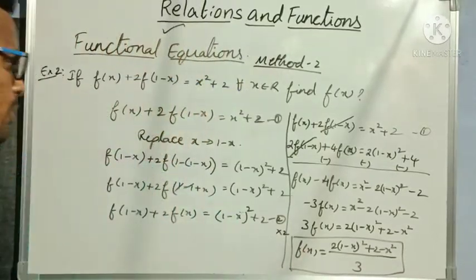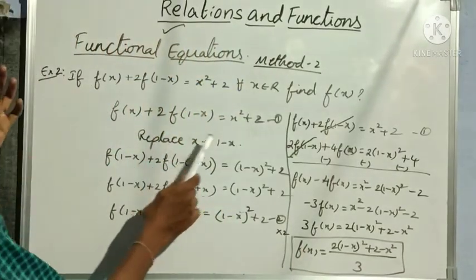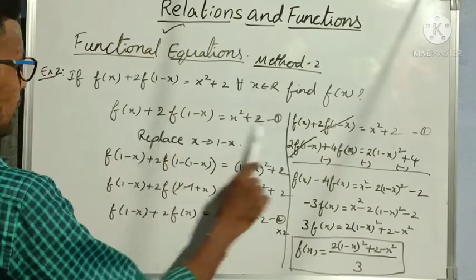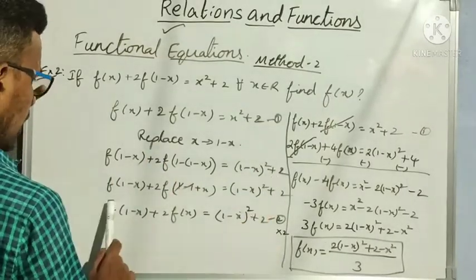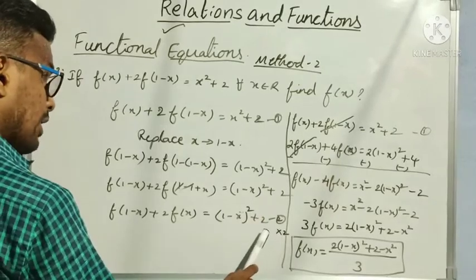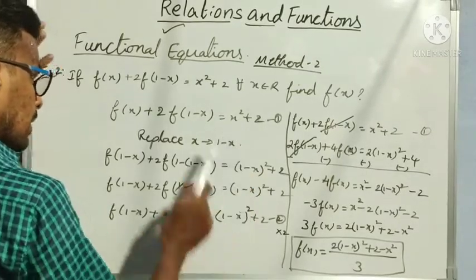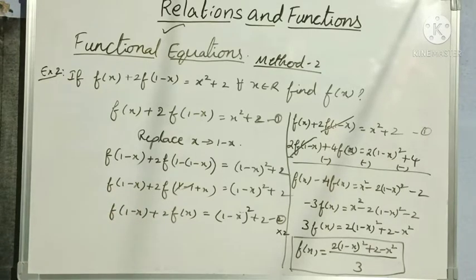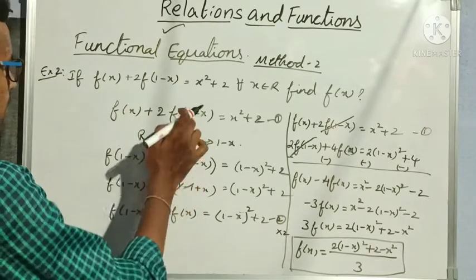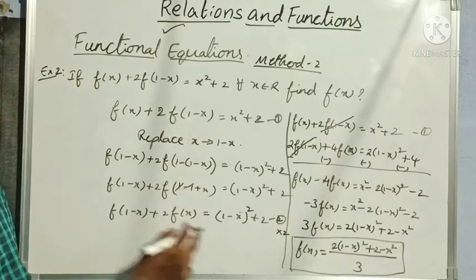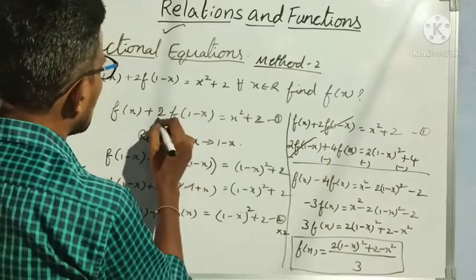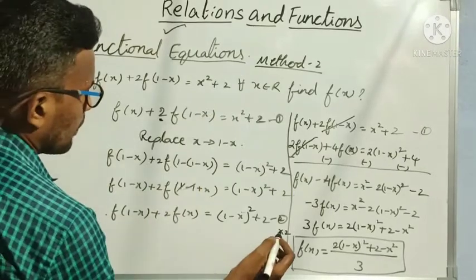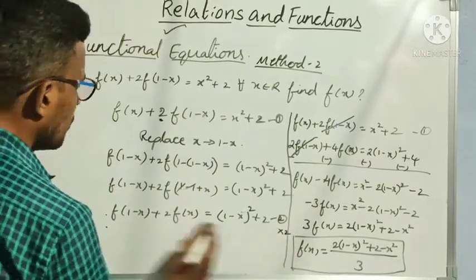Understood? So first I have to replace x with 1 minus x, so that my equation changes like this. Okay? So this will be my second equation. Then I have to eliminate f of 1 minus x. Whatever we want we can eliminate, but we want f of x only. So that's why we have to eliminate f of 1 minus x. For that sake, here already 2 into f of 1 minus x is there, so here also I should get 2. For that sake, I am multiplying the complete equation with 2 here.